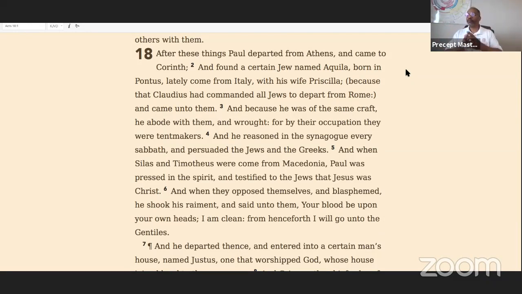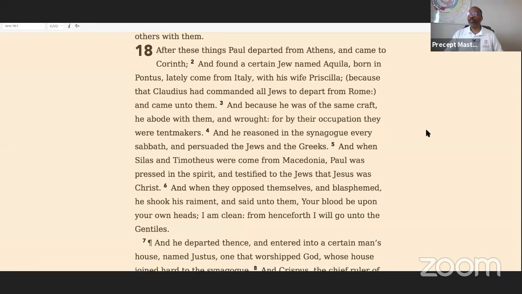But let's move forward. And his wife, Priscilla, because Claudius had commanded all the Jews to depart from Rome. He wanted all the Jews out. All y'all got to go. And because he was of the same craft, he abode with them and worked, for by their occupation they were tent makers. Now, what was going on? What was happening? Let's look at something.